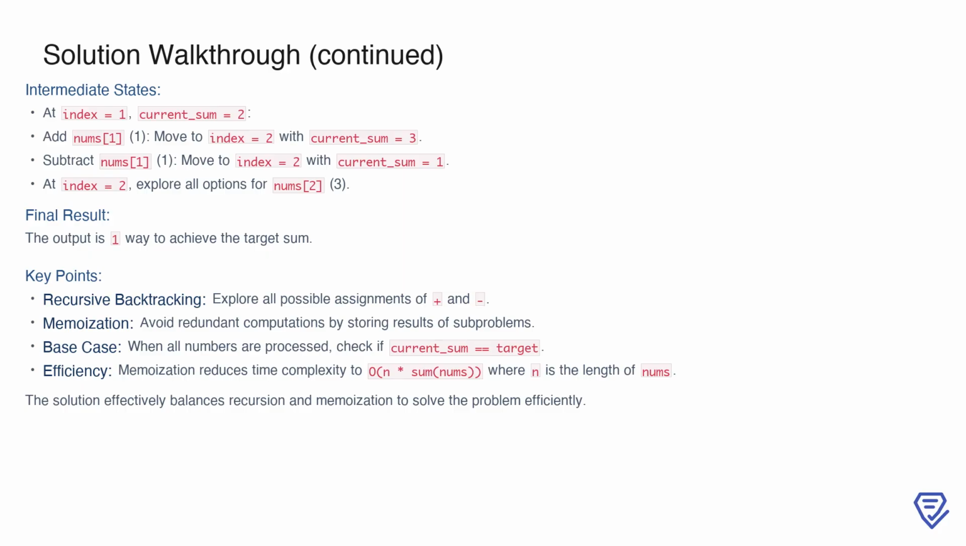To summarize the key points, we use recursive backtracking to explore all possible assignments of plus and minus signs, memoization to avoid redundant computations, and a base case where we check if the current sum matches the target. The solution is efficient, with a time complexity of n * sum(nums), where n is the length of the array. By balancing recursion with memoization, we achieve an optimal solution to this problem.